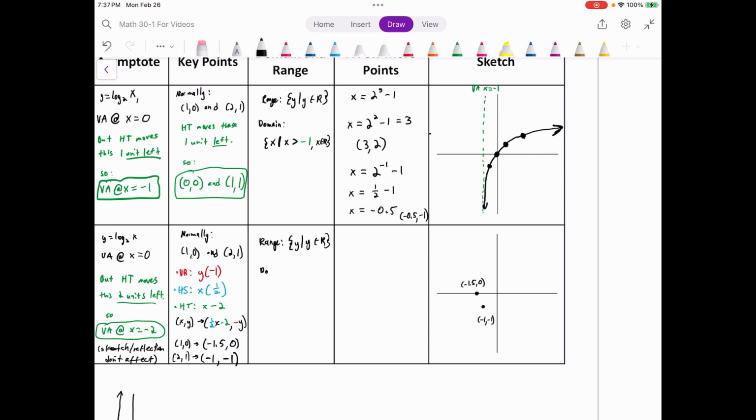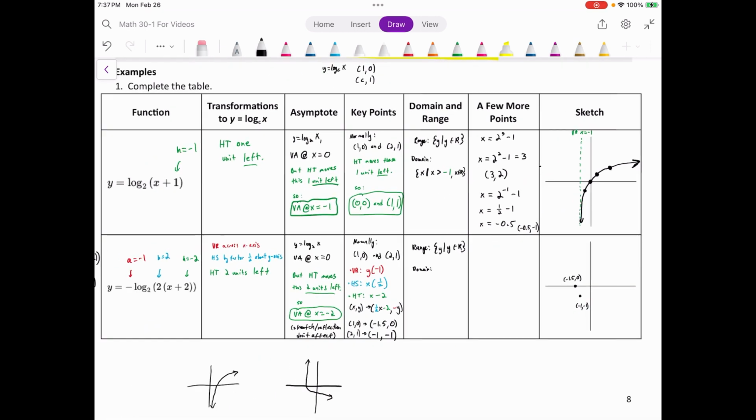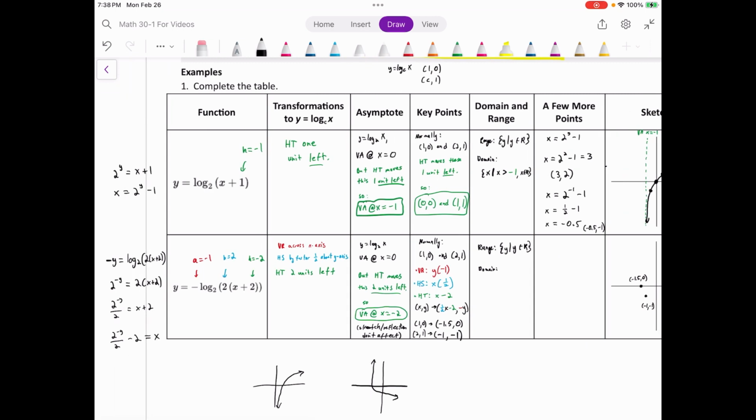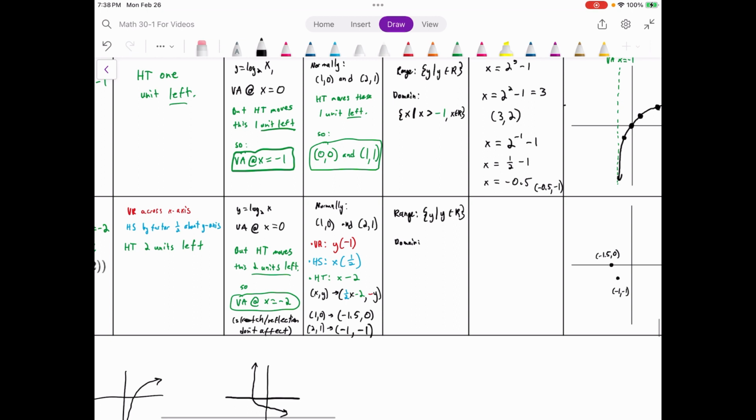The domain, well, we know that we have an asymptote, right? It's at x equals negative 2. We've just got to think about, is it always greater than that asymptote, or is it always less than that asymptote? Well, has a horizontal reflection occurred to flip our graph across the y-axis? No, it hasn't, right? So it should look, roughly horizontally anyway, kind of the same as this. It's always greater than the asymptote. So our domain will be the set of all x's such that x is greater than negative 2, x is an element of the reals.